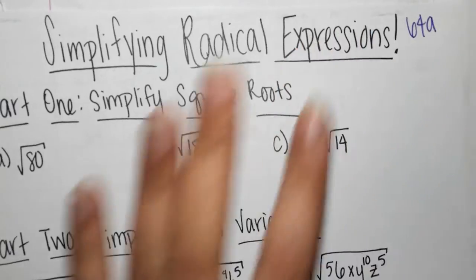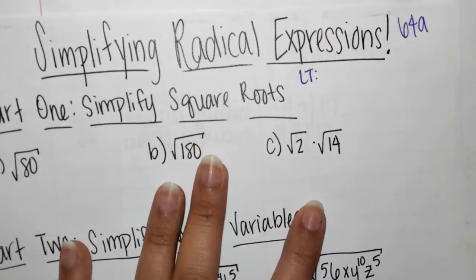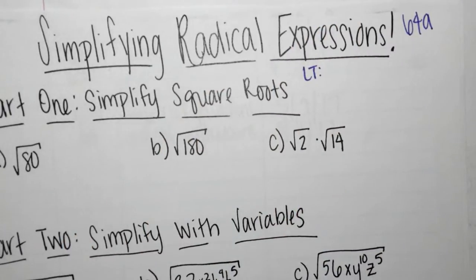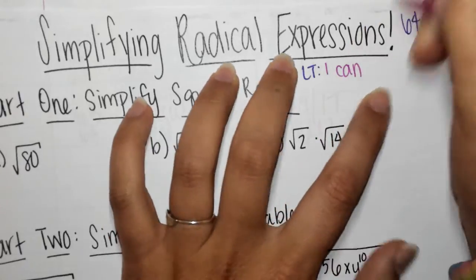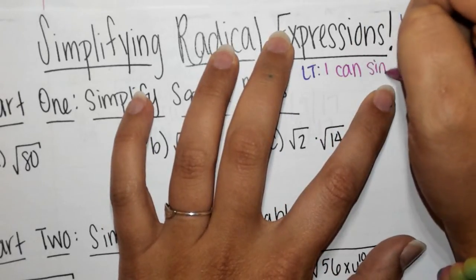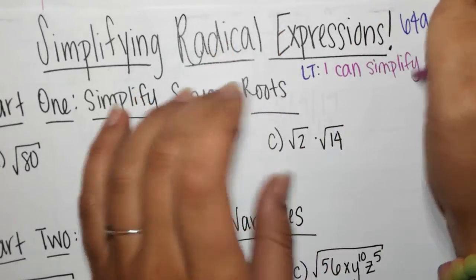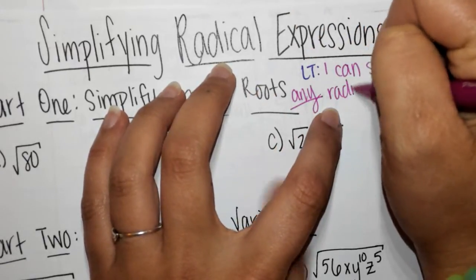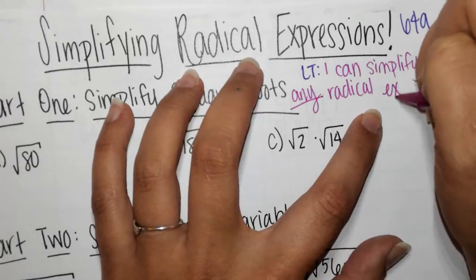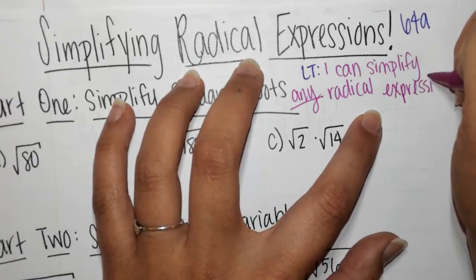Alright, and I want to write our learning target down. Super sorry we didn't get to do that. So today's learning target is: I can simplify any radical expression. So we have 4 different types that we're going to look at today.